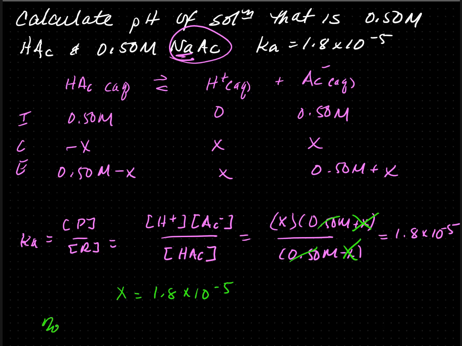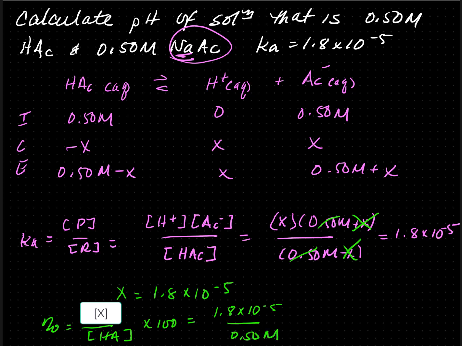So the 5% rule, [A⁻] over [HA] times 100. So this is 1.8 times 10 to the negative fifth over 0.50 molar times 100. This equals 0.0036%, which is much less than 5%. So the 5% rule is valid here.